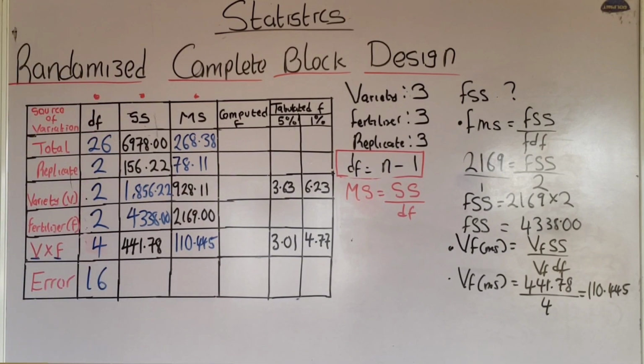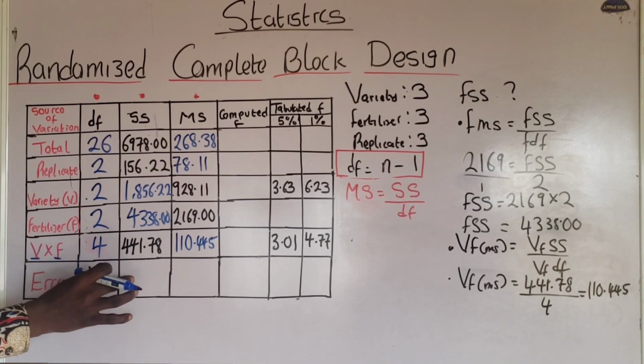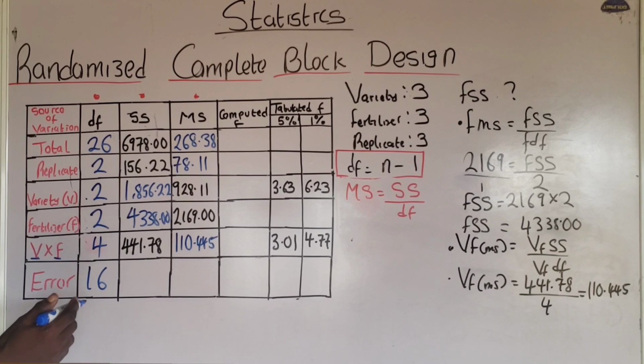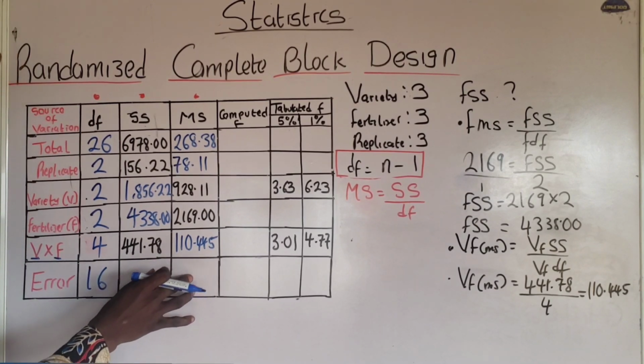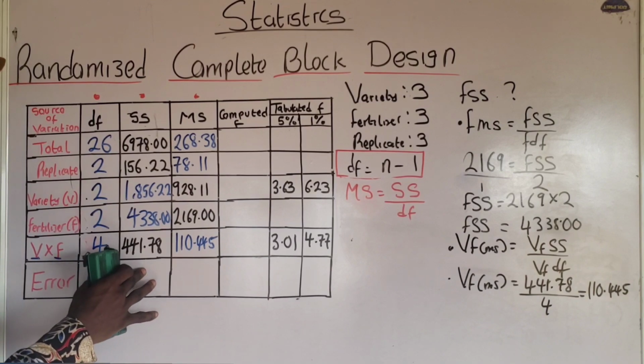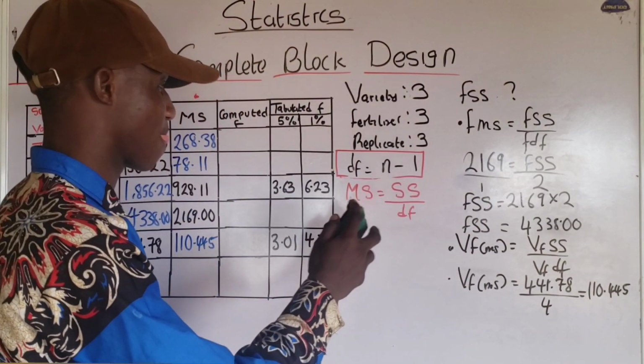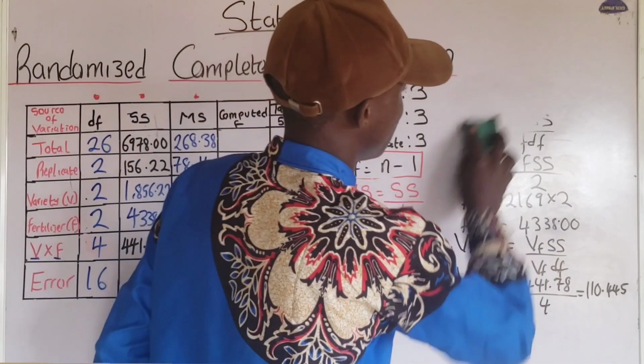Now, let us determine the error sum of squared, because we cannot get the error mean squared without getting the error sum of squared. You understand? So how do we determine the error sum of squared? It's simple, you just have to pay attention. Let me give you the formula. Are you done with this?